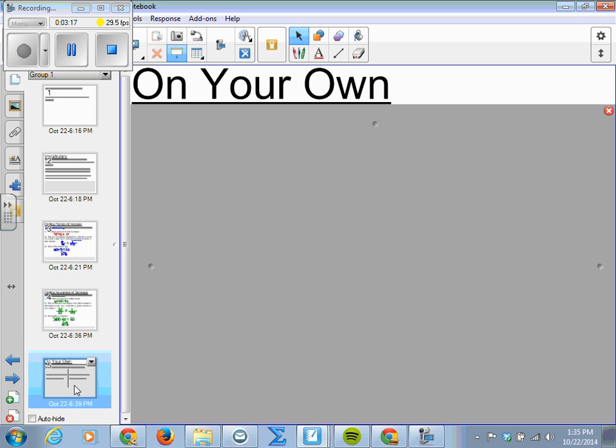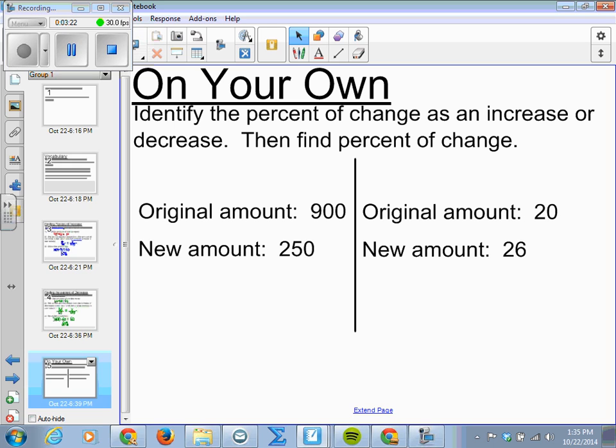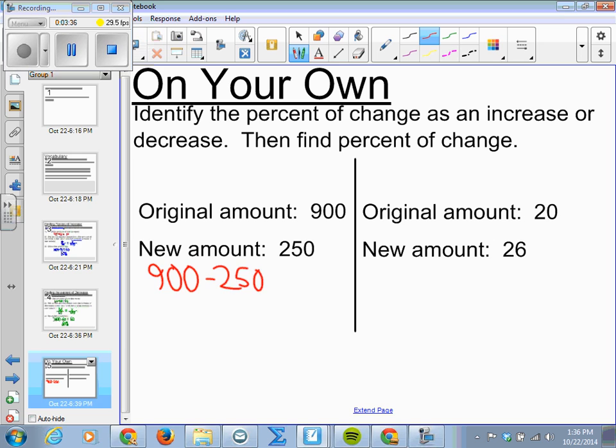So 2 problems. We're going to go ahead, and if you want to stop the video, you can. Try them on your own, or stick with it and work with me through the problem. So our first problem here, we're going from 900 to 250. That's a decrease. Find the amount of decrease, which is 650. Proportion set up. 100 always on the bottom here. Percent's the unknown. Original amount was 900. Amount of decrease was 650.